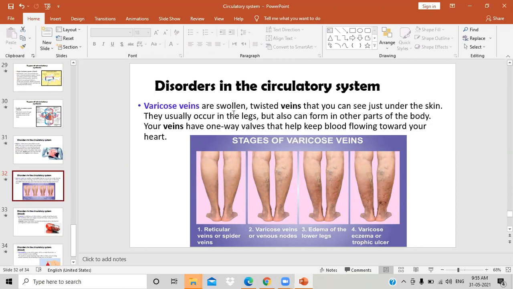Varicose veins are caused by something wrong with the circulation in the veins. The blood is not moving around in the right way, as it's supposed to. Varicose veins look like this, and I think you have seen it in some old people, and it's not necessarily old people. Some people just have this disorder.